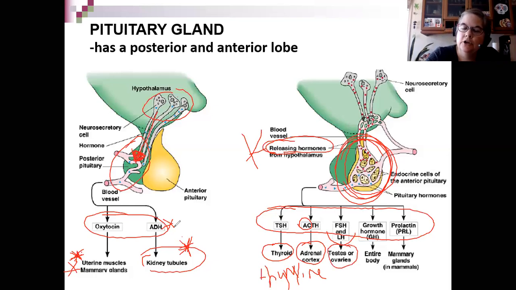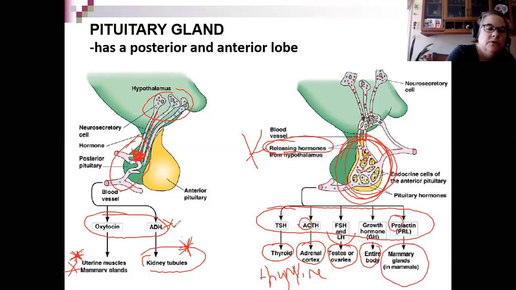FSH and LH affect our gonads, our testes and our ovaries, telling them to produce sex cells and telling them to produce sex hormones. Growth hormone makes us grow. Prolactin is for the production of milk. Oxytocin is for the release of milk.